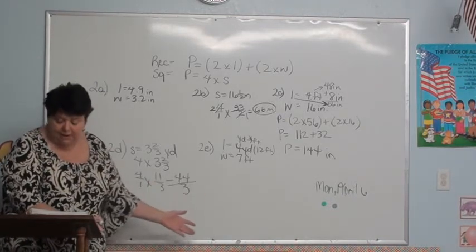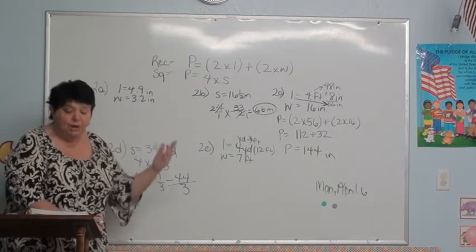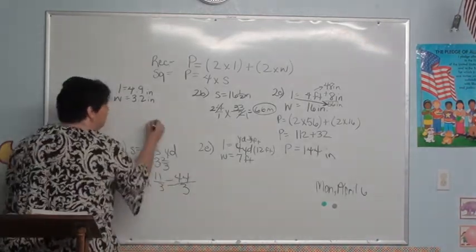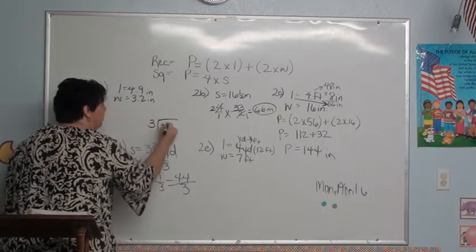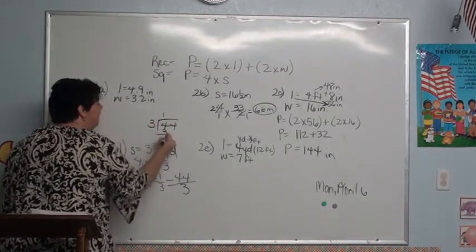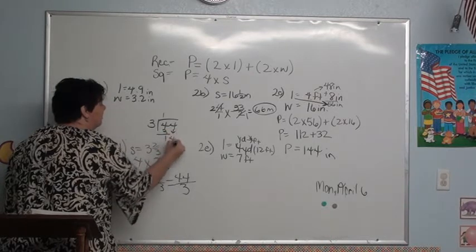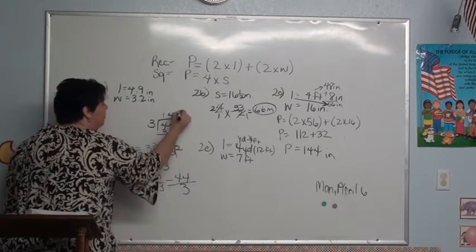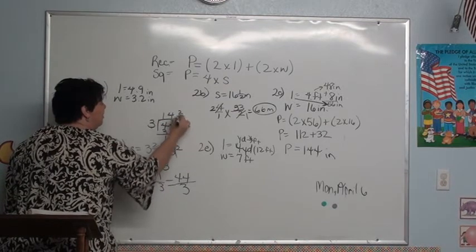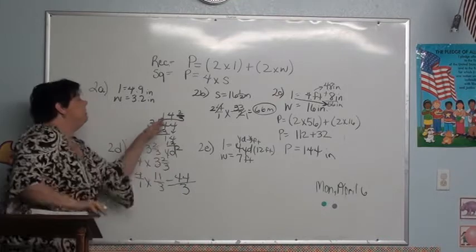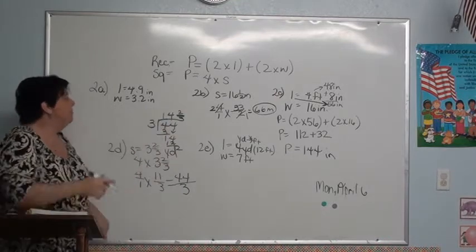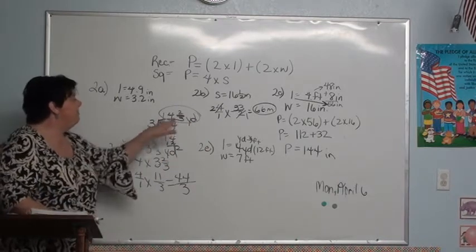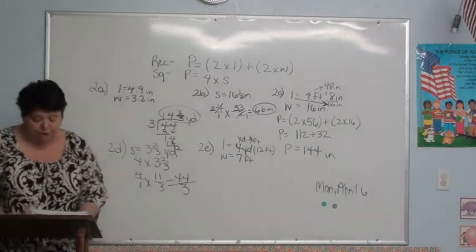We have to change that. What are we going to do? We are going to divide the bottom number into the top number. And we're going to do that right here. 3 will go into 44. Now watch Miss Debbie divide. I have a remainder of 2 that goes over the number I used to divide, which is 3. So my answer is 14 and 2/3 yard. So for 2D, I have 14 and 2/3 yard. Write that down.